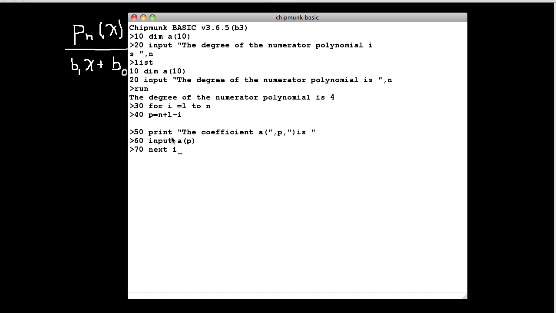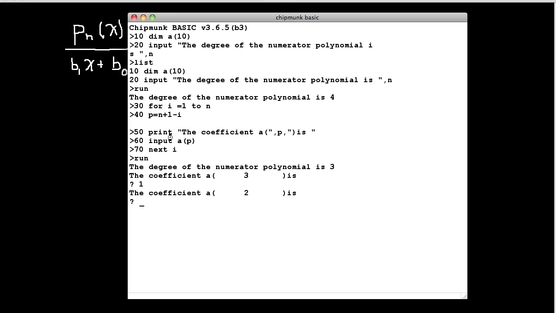So let's see if this is running properly to this point. Run. The degree of the polynomial is 3. The coefficient A3 is, and it asks me to input. I'll input 1. Coefficient A2 is 1. Coefficient A3 is 1. Okay, so that's working properly.